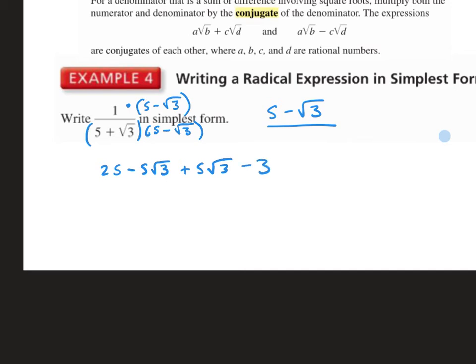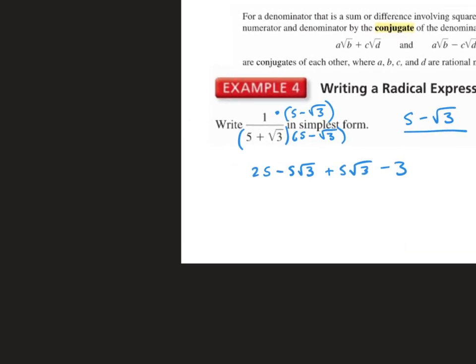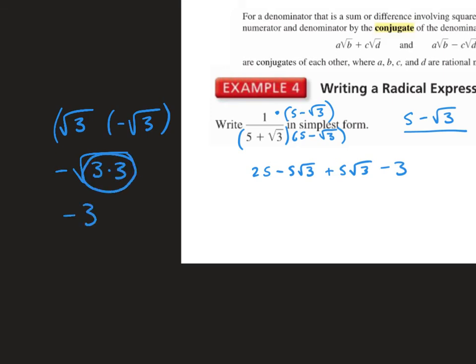Minus 3. Perfect. Those square roots cancel out. We end up with, so the long way of doing this would be square root 3 times negative square root 3. We end up with a negative square root 3 times 3. We can take out our group of 3's so it becomes a negative 3. So we get negative 3 when we multiply that square root 3 times negative square root 3.